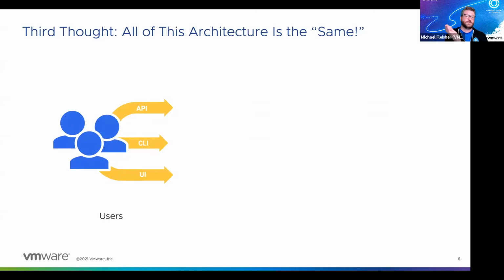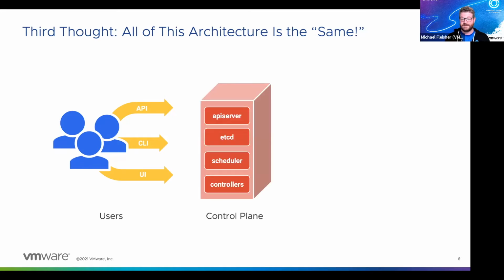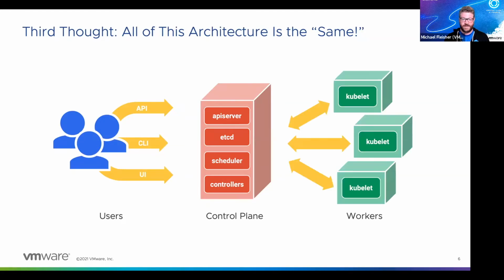We start with the users. There are users that want to consume a Kubernetes cluster via API, CLI, or even UI, which, as you all have heard, I'm not the biggest fan of. But hey, they interact with the Kubernetes control plane that understands what the user wants to happen, and stores it in its database. And then the control plane instructs the worker nodes to get the requested workloads built. So that, in a super high-level nutshell, is Kubernetes.